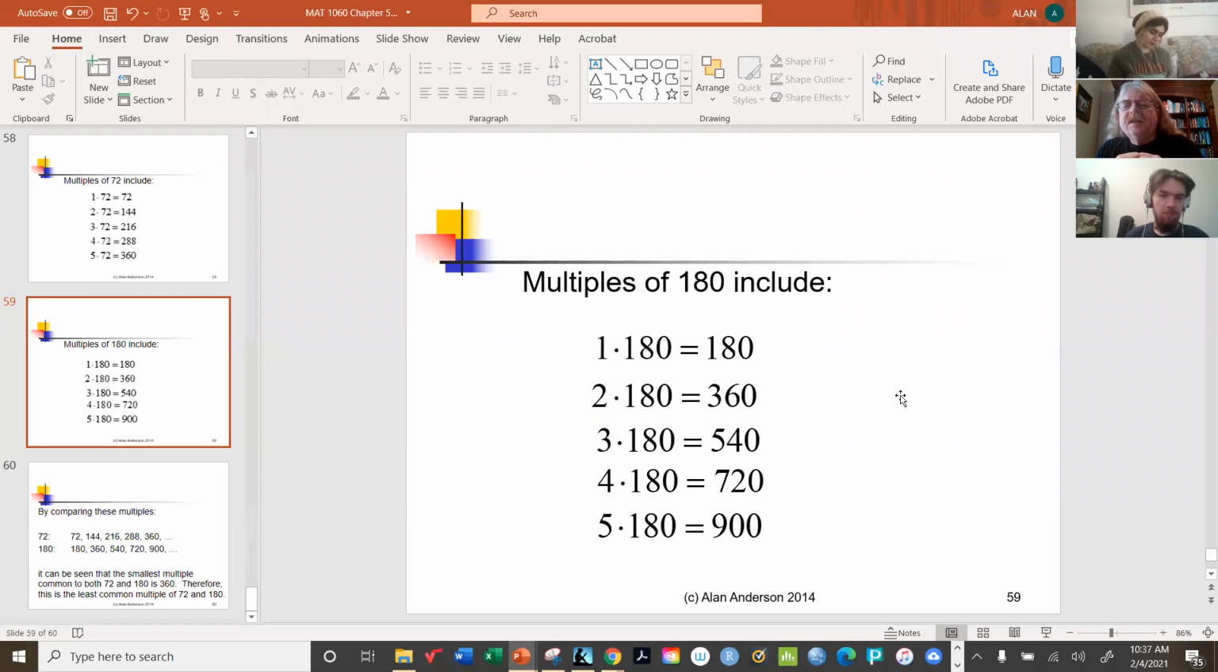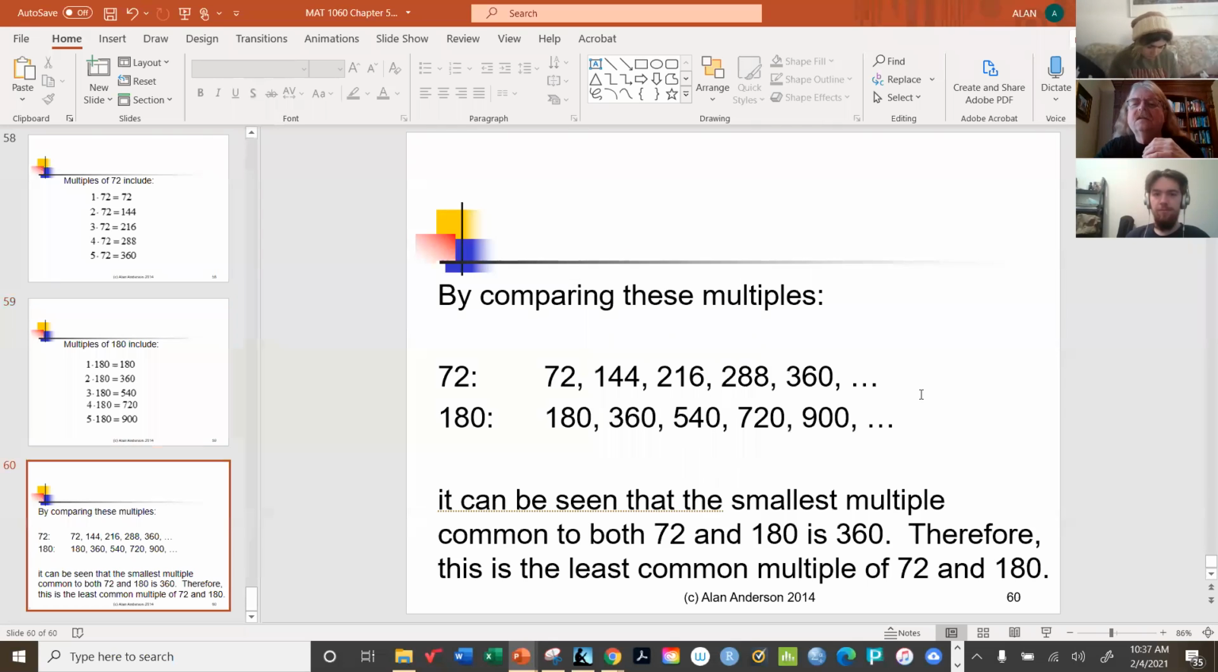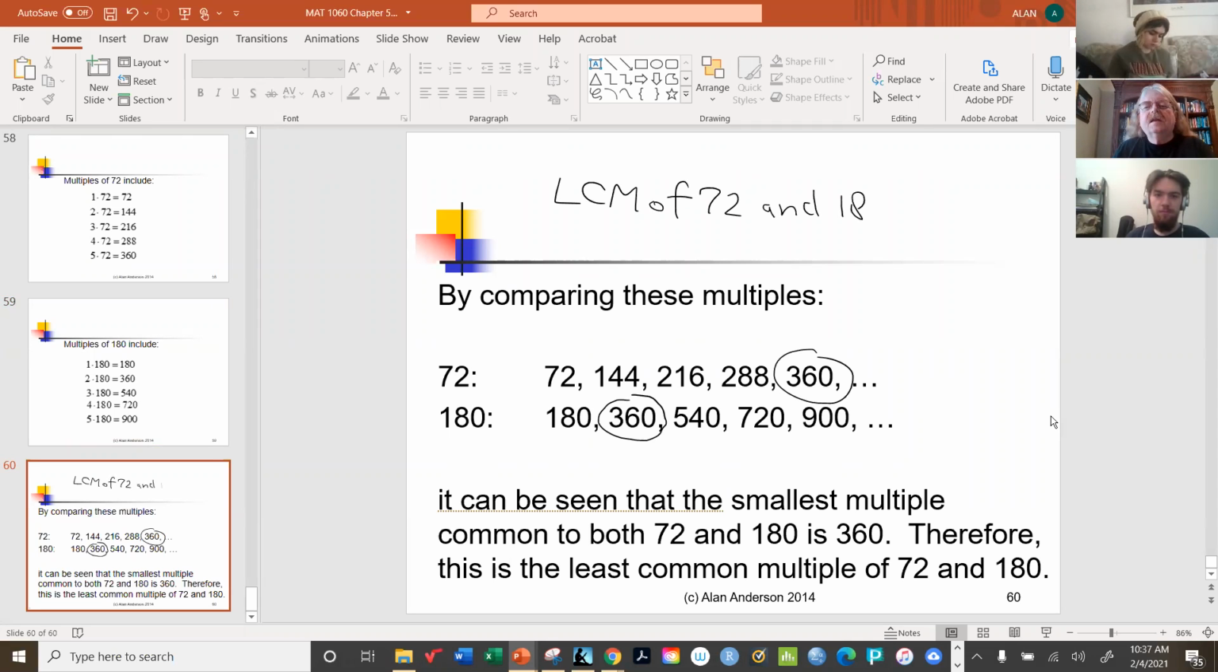Now we're going to line these up. I think it's easier to do it in 2 rows. And so then all we have to do is go through and say, well, let's see. Here we go. They both have a 360. That's nice. So therefore, the least common multiple of 72 and 180 is 360. That's it. We don't need any more of them.